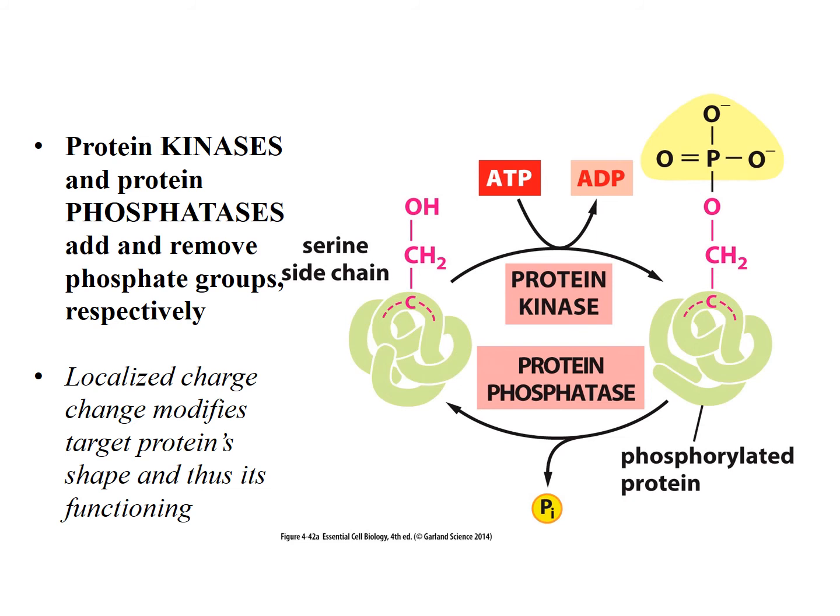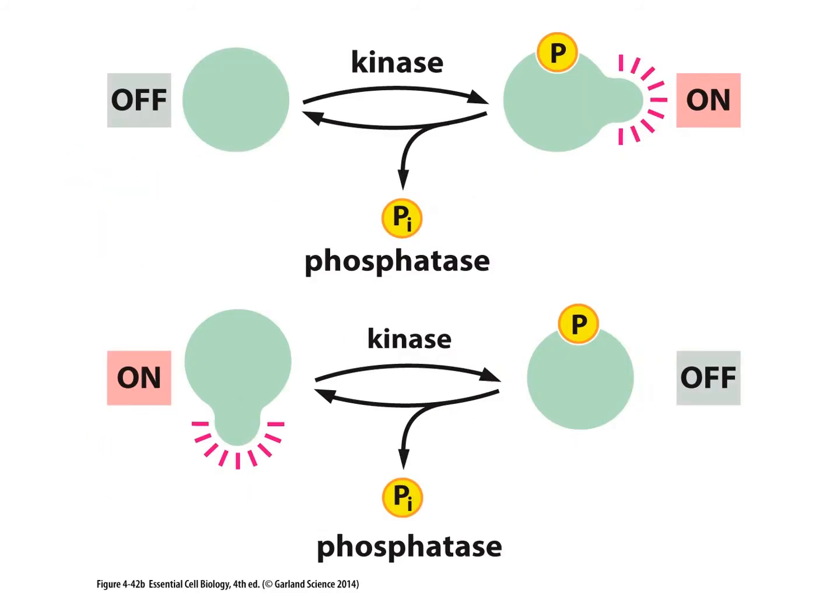The target enzyme may be switched on by phosphorylation or it may be switched off. In either case, the opposite actions of the kinases and phosphatases act as an on-off switch. As mentioned, kinases and phosphatases work in opposition to one another, and the addition of the phosphate group can either be an on switch or an off switch, and the removal would be the opposite.